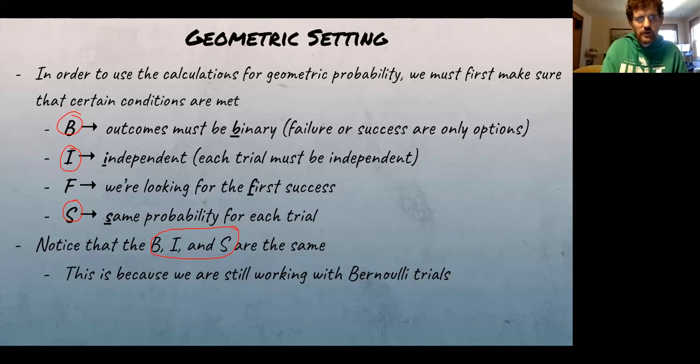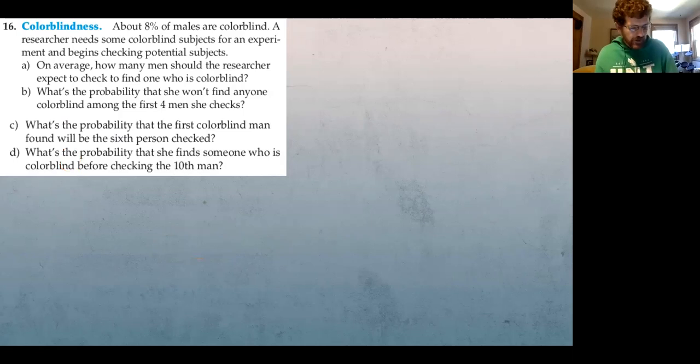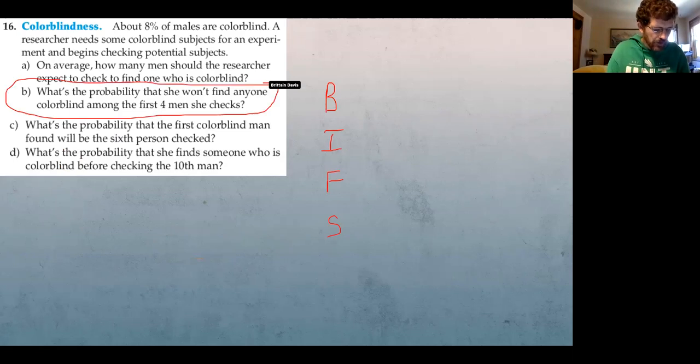So we will kind of look at this. We're not looking to answer questions on this. We're looking to kind of run through BIFS. So first of all, okay, 8% of males are colorblind. A researcher needs some colorblind subjects for an experiment and begins checking for potential subjects. What's the probability that she won't find anyone colorblind among the first 4 men she checks? That's the one we're going to be looking at. So pretend that's the entire prompt. Is this binary?